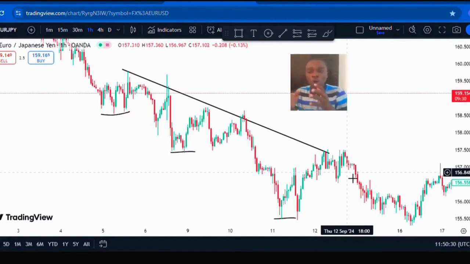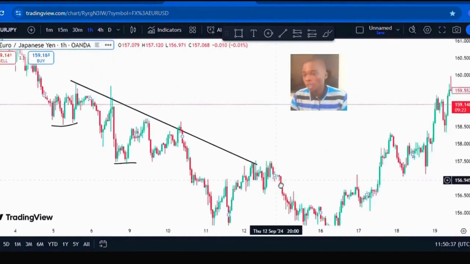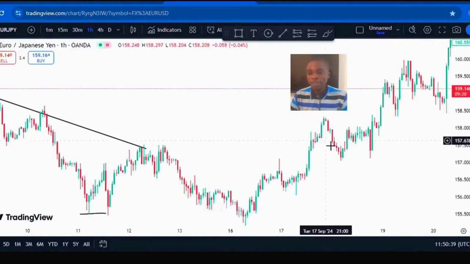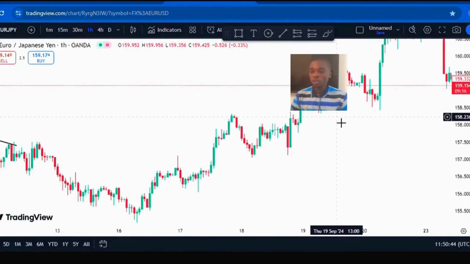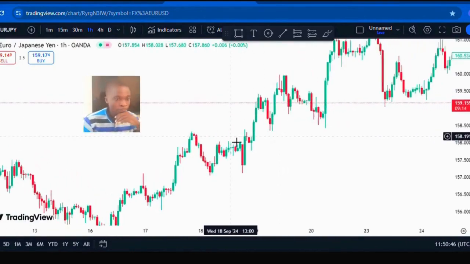So I'll be showing you on the chart again when the support is stronger than the resistance, which simply means the buyers are stronger than the sellers. So right now you can see on this chart as well. Now take a look at this chart.